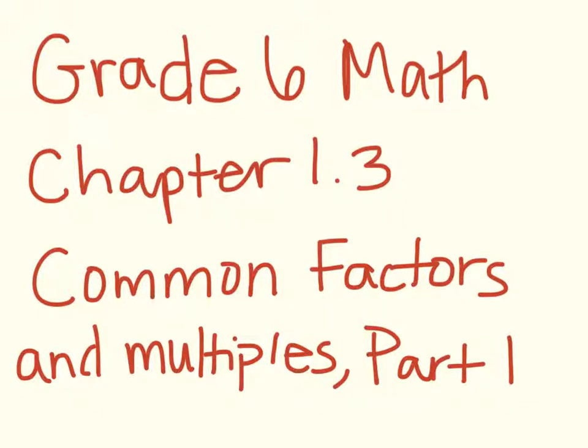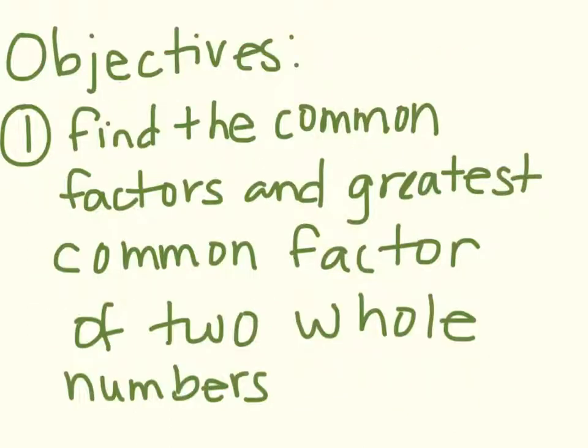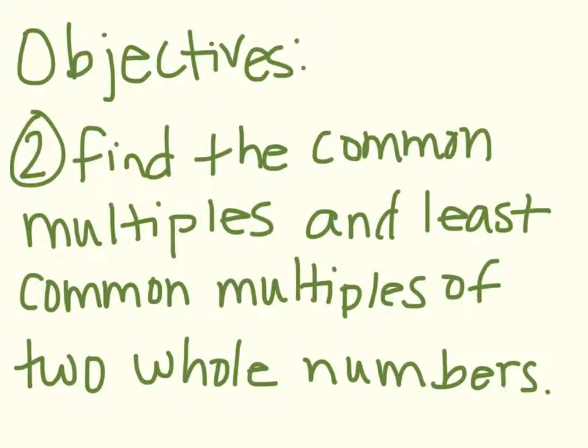This is Grade 6 Math, Chapter 1.3, Common Factors and Multiples, Part 1. There are two main ideas in this chapter. The first is to find the common factors and greatest common factors of two whole numbers. That's what we'll be covering in Part 1. The second idea, which we'll cover in Part 2, is to find the common multiples and least common multiples of two whole numbers. Let's begin.